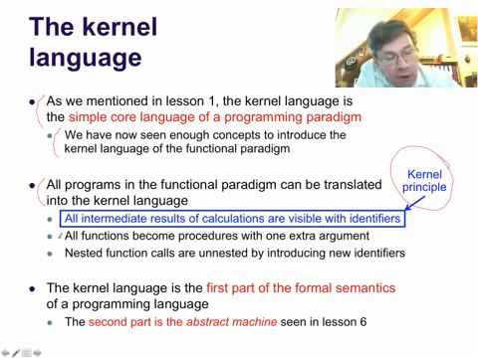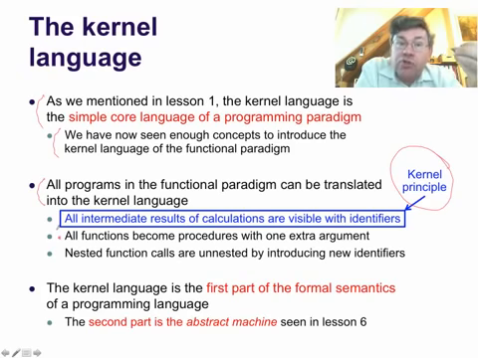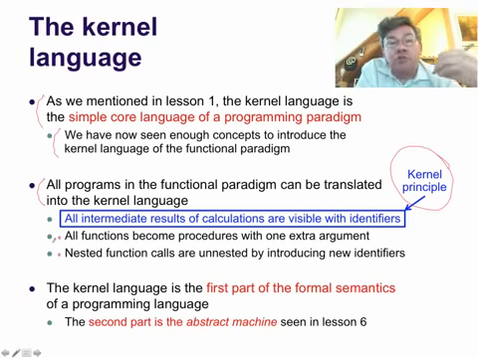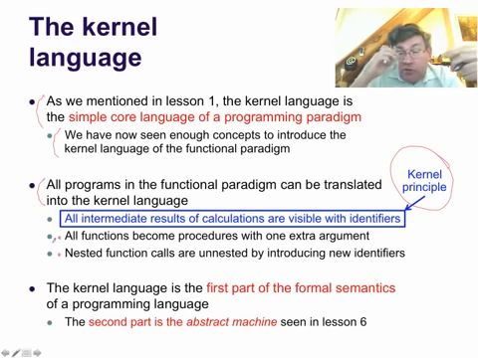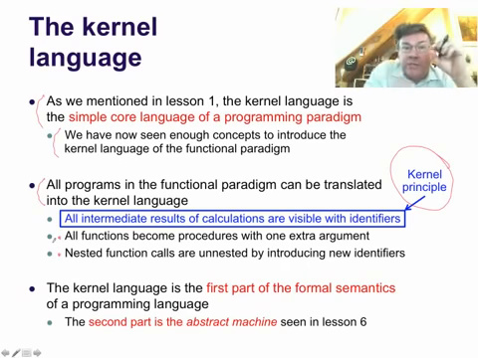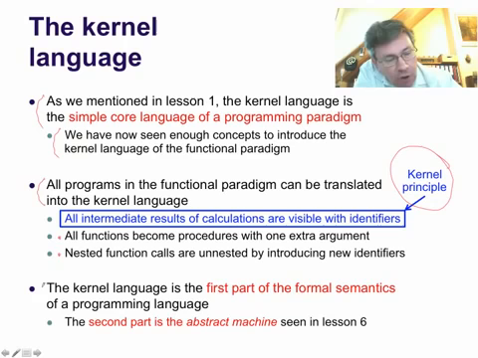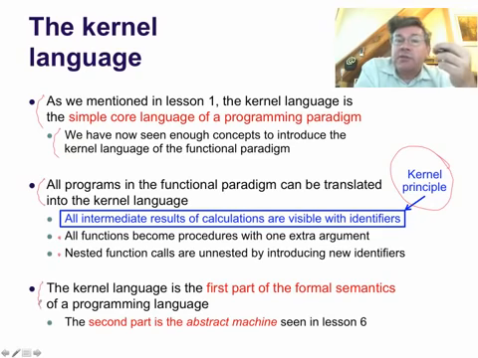And this means that all functions become procedures with an extra argument that corresponds to the output, and all nested expressions, function calls, will be unnested, and identifiers will be introduced so that we see all the intermediate results. So the kernel language is actually the first of the two parts of the formal semantics of a programming language. So it's already half of the semantics in some sense.